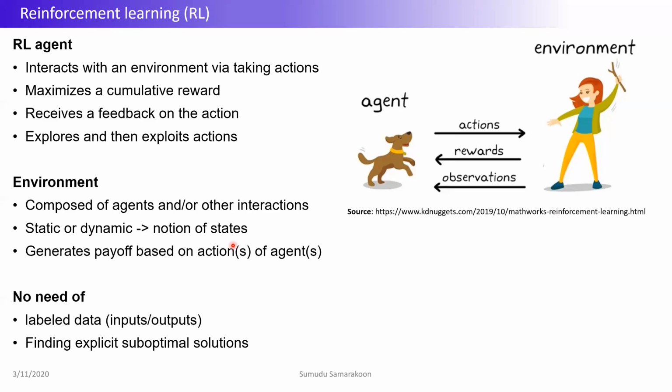In the dynamic scenario, we model the environment using the notion of states. This environment generates certain payoffs based on the actions of all the agents. The main difference in reinforcement learning is that it doesn't require any labeled data. In addition, finding an explicit solution is not something that reinforcement learning is focused on.